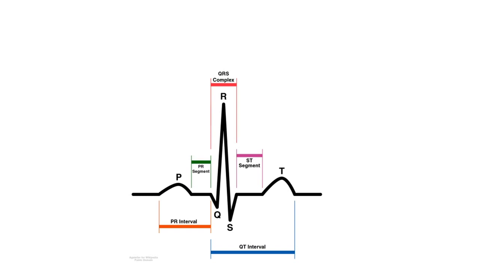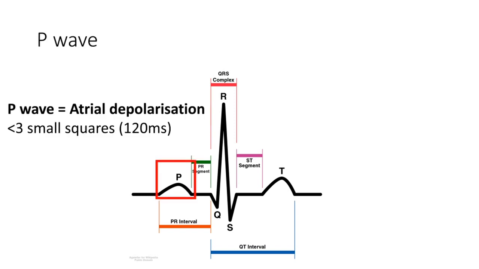Now let's talk about the rest of, just reading down the wave now. So we're going to start with the P wave. So the P wave represents atrial depolarisation, and it's normal, and it should be less than 3 small squares.